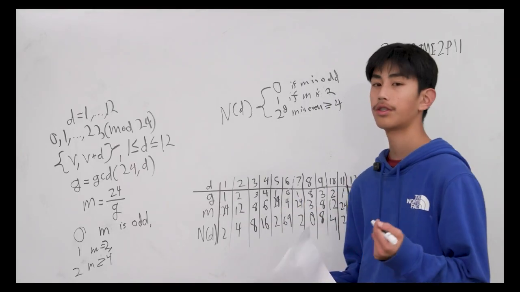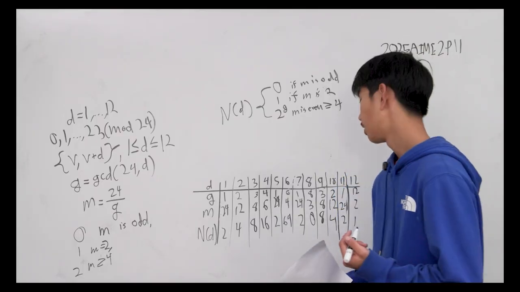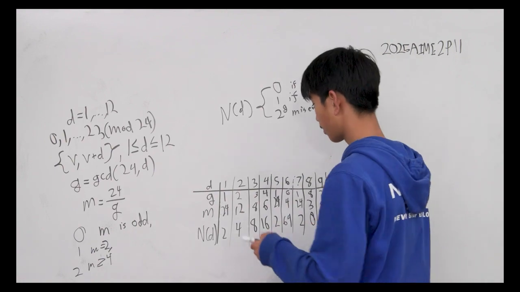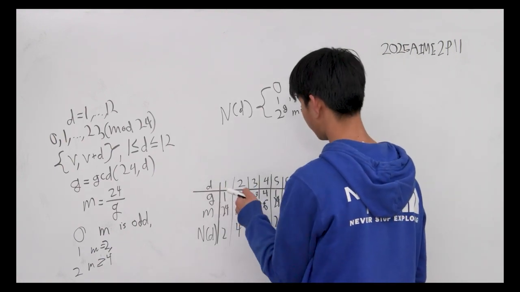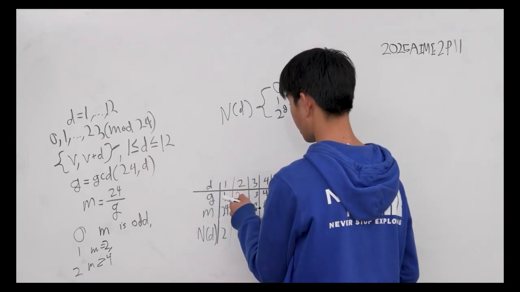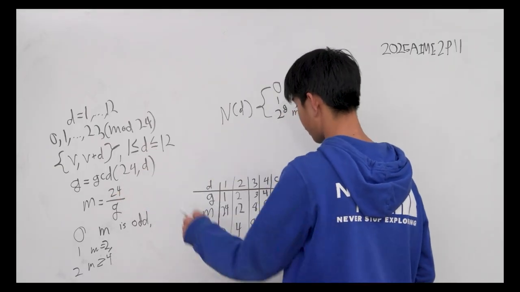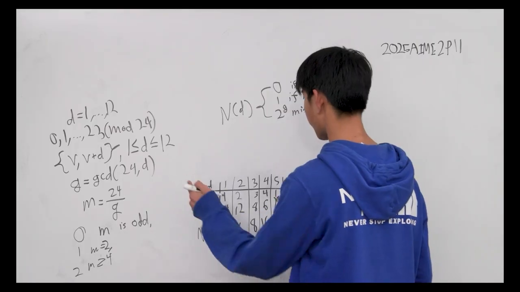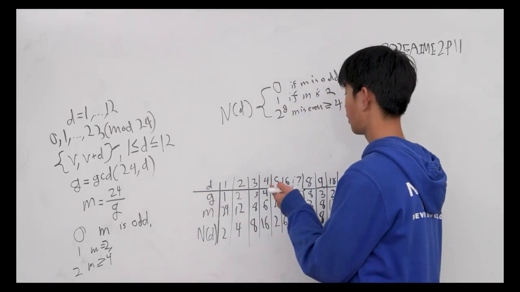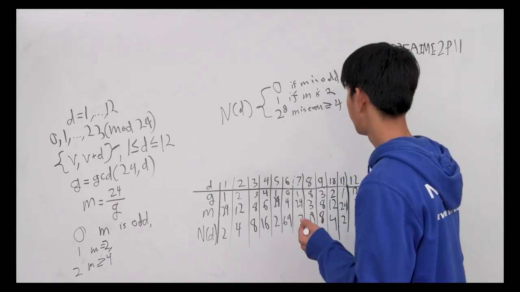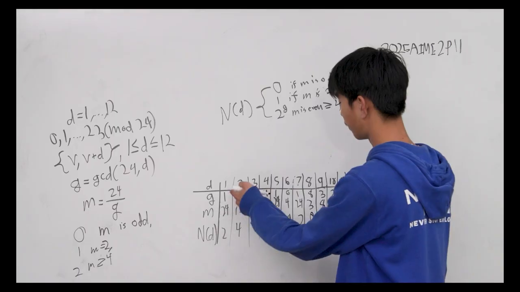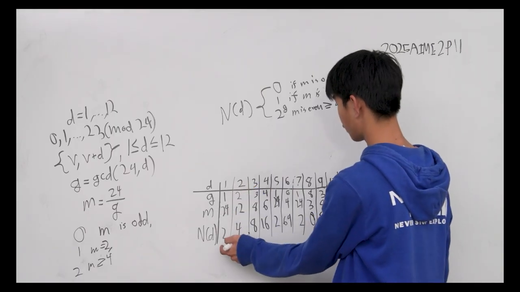I like to think of this as sort of a process, right? Say you have D is equal to 1. The 1 goes into the g, and the GCD of 24 and 1 is 1, and then that 1 gets plugged into here, which is 2 to the power of g. And 24 over 1 is 24. So we know that M is an even integer greater than or equal to 4. So you have 2 to the power of 1, which is 2 solutions.